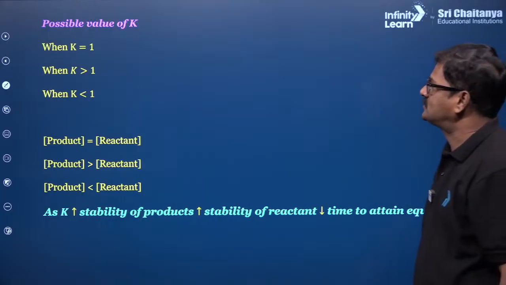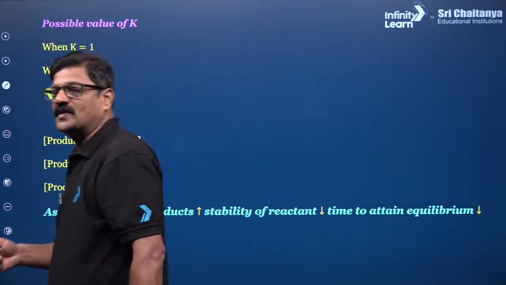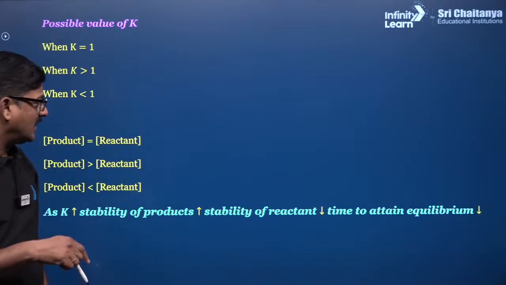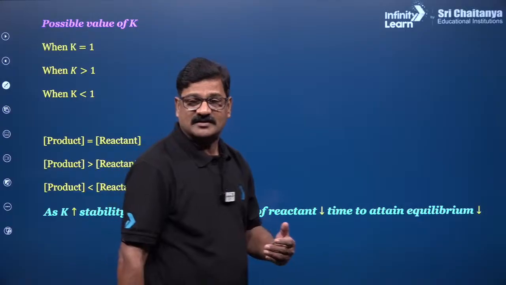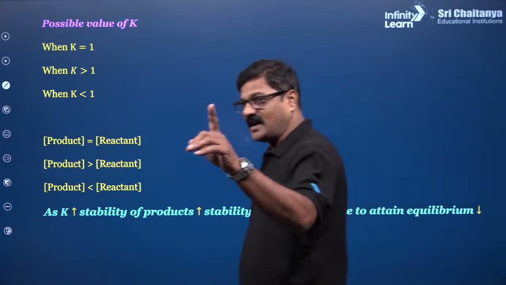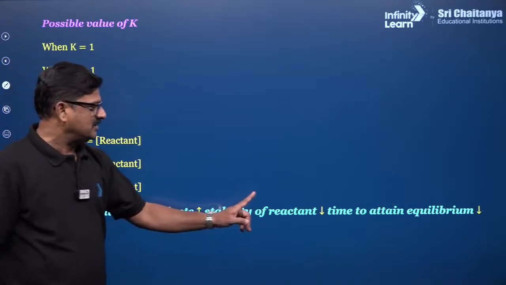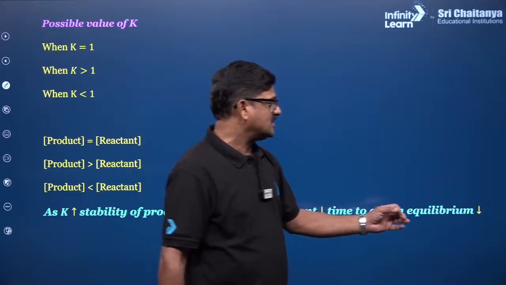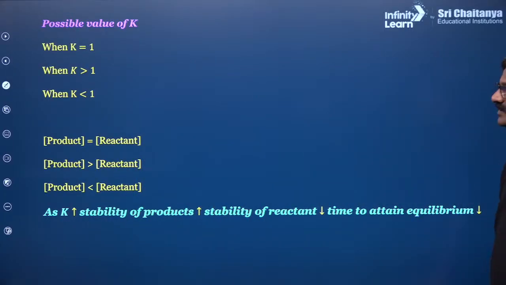So the possible values of K: K equal to 1, K less than 1, K greater than 1. If K is equal to 1, it is at equilibrium. If K is greater than 1, the reaction proceeds more in the forward direction, so reactant is less and product concentration is more, and vice versa. As the K value increases, the stability of products increases, the stability of reactants decreases, the time to reach equilibrium decreases, and the reaction proceeds faster.